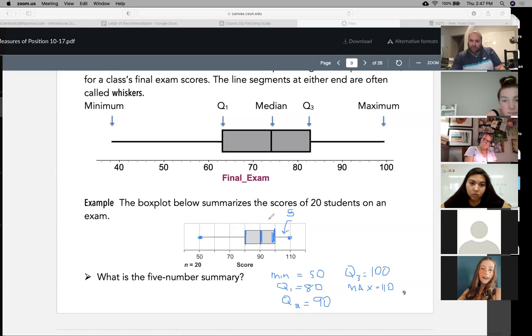Between 90 and 100, how many students were in that section? 25. How many students? There's only 20 in the class. Can't be 25 students. 5. That's another 25%, which means half the class scored above a 90.